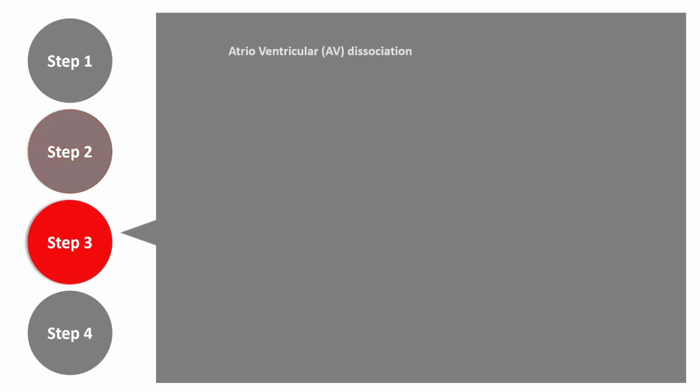So let me show you step 3 now. Step 3 is something called atrioventricular dissociation. Let me show you what happens here. If you carefully look at it, there is a QRS complex, no P wave before that, another QRS complex, and suddenly there is a P wave followed by a QRS complex.